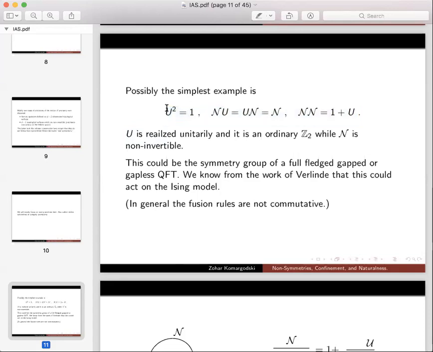Now, it's actually a fun exercise to make sure that this is self-consistent. You can take these rules, multiply by another N here, or multiply by U, use commutativity, and see if you can get a contradiction. And it's a fun exercise to see that this is actually completely consistent. It's clearly not a group, and clearly N is not invertible, because there is nothing you can multiply N by to get 1.